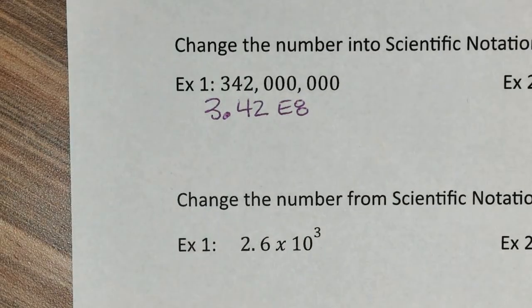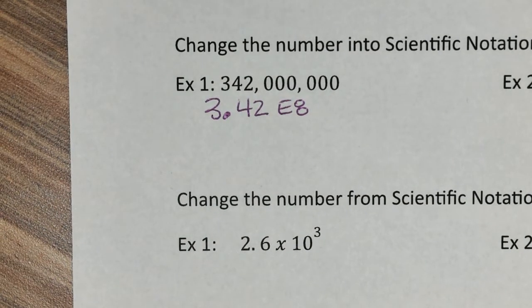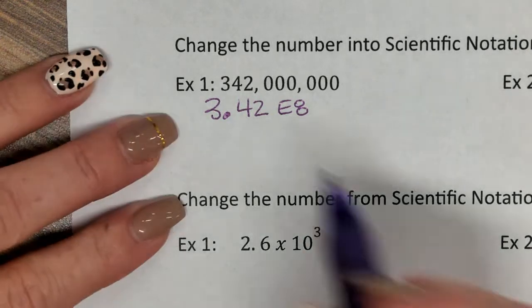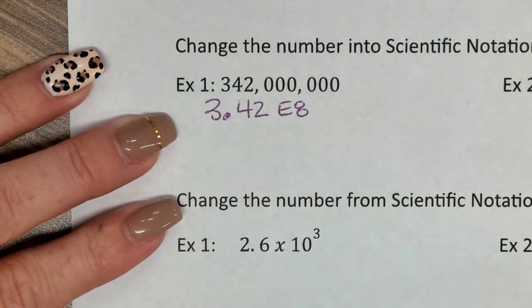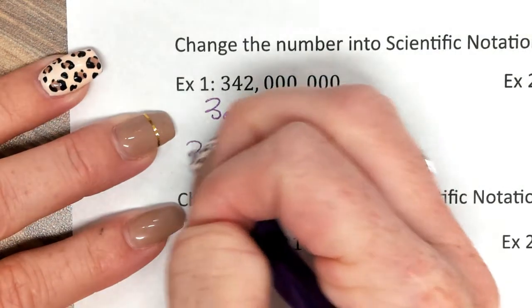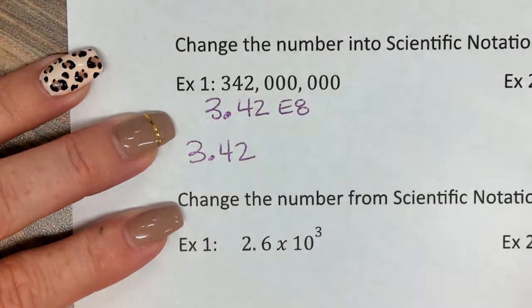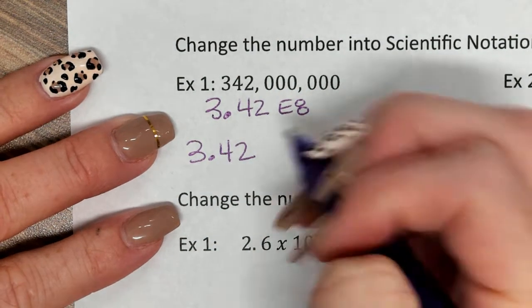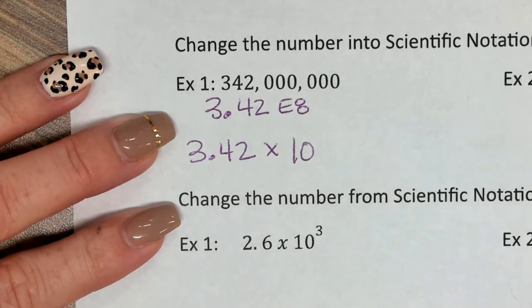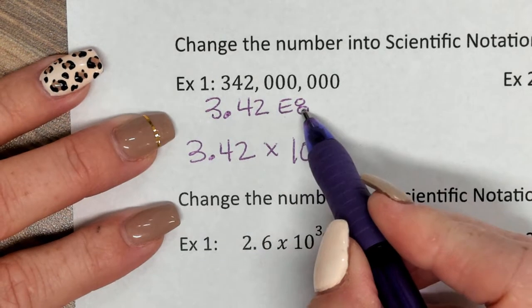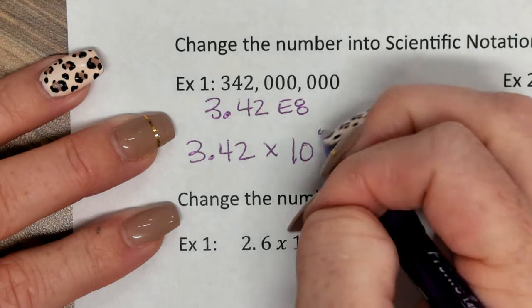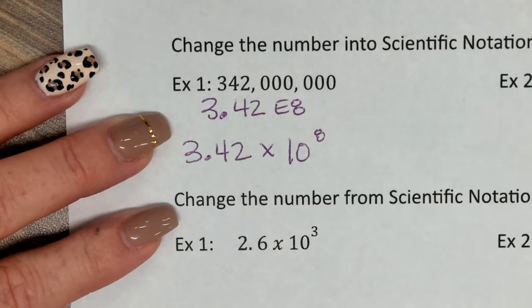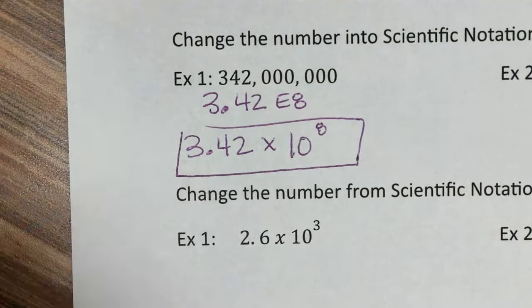You will not write your answer like that. That is the way the calculator gives you your answer. So you will not write your answer like this. You will write 3.42. Instead of writing E, what am I going to write? Times 10 with an exponent of 8. That's your answer. That's how easy it is.